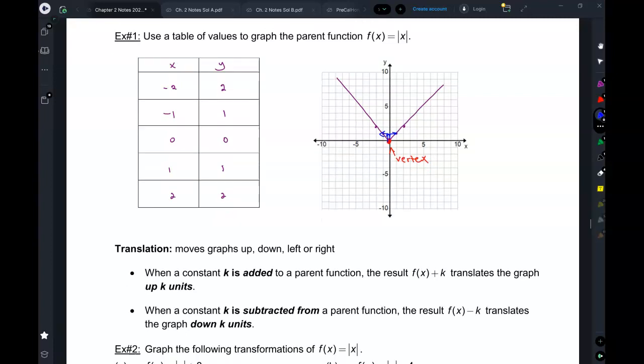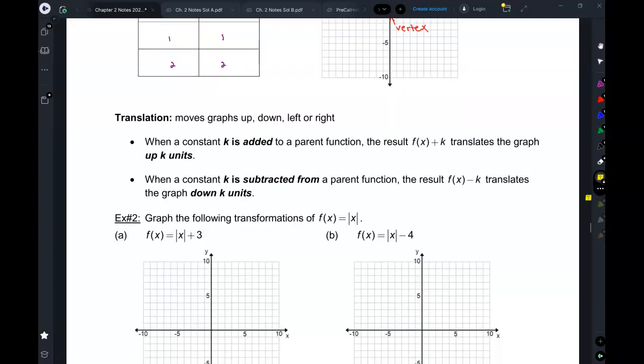Okay, now let's talk about some transformations. The first type of transformation or change is a translation. A translation just moves the graph up, down, right, left. You don't do anything else to the graph. You just take the solid graph and you just move it up, down, right, left. That's it.